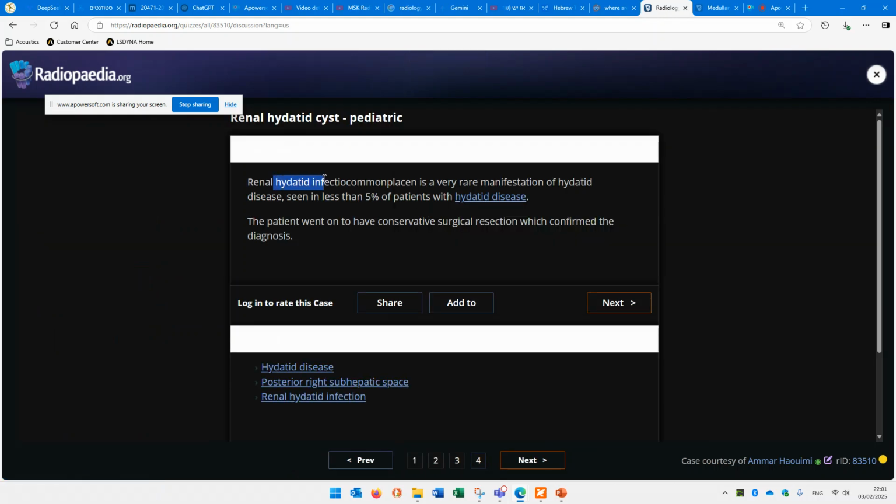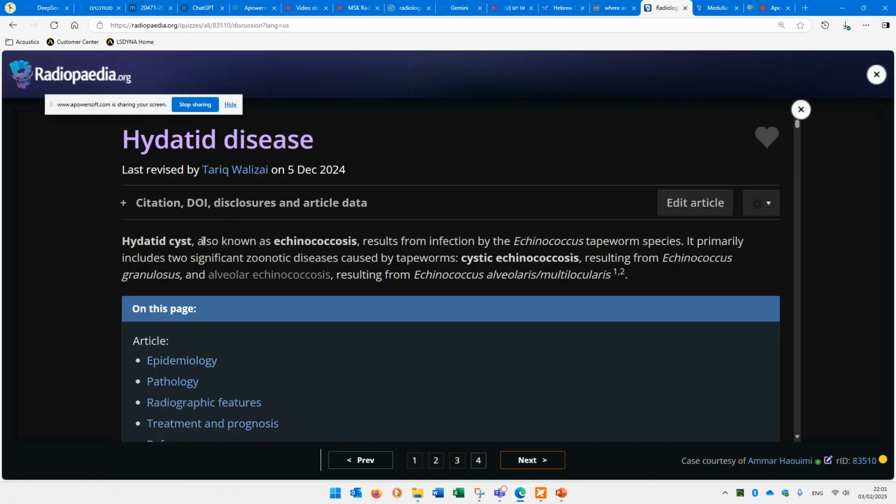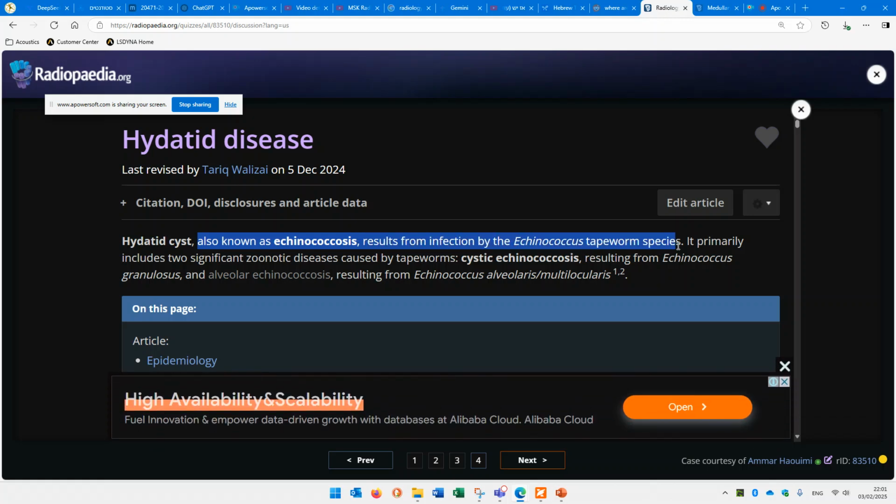Renal hydatid infection should be commonplace. What? It is a very rare manifestation of hydatid disease, seen in less than 5% of patients with hydatid disease. The patient went on to have a conservative surgical resection, which confirmed the diagnosis. Hydatid disease, hydatid cyst, also called echinococcosis, results from infection by Echinococcus tapeworm species.